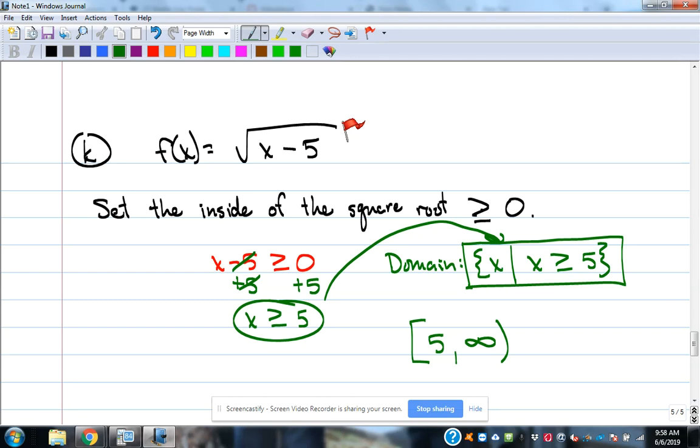Red flags exist when there's an x in the denominator or an x inside of a square root. If the x is in the denominator, set the denominator equal to 0, solve it. If x is under a square root, you set the stuff inside of the square root greater than or equal to 0 and solve it. And that's how you're going to build your domains.